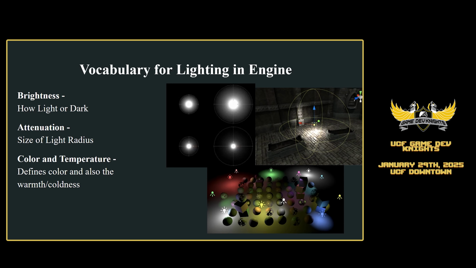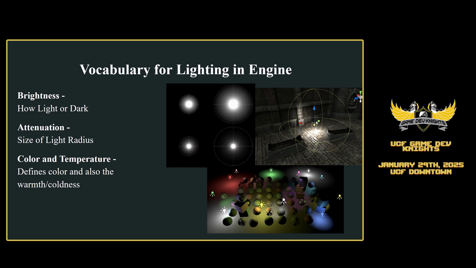So, a couple of vocabulary slides we have here. These are really, really important. Brightness is basically how bright or how dark a light is. Different times of day and different scenes and aesthetics will require this to be different. And then attenuation is basically just the radius of the light. Different lights will have different attenuation radiuses.